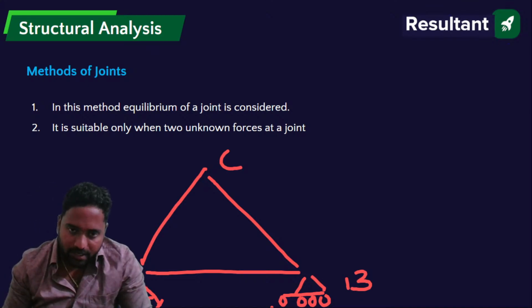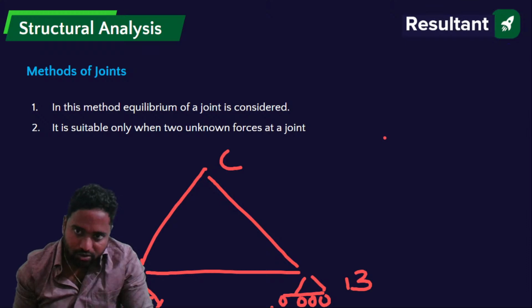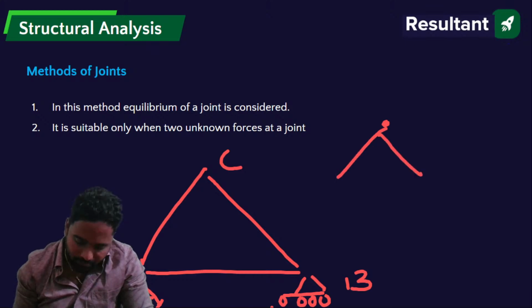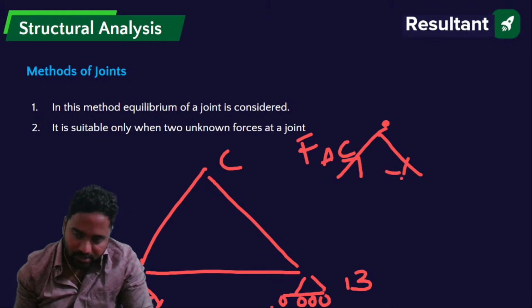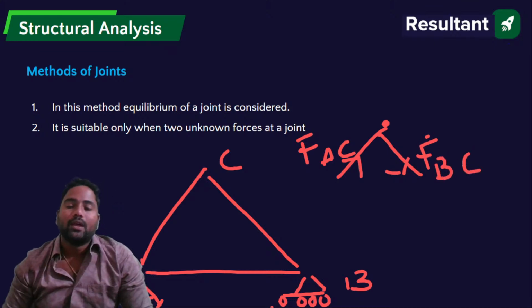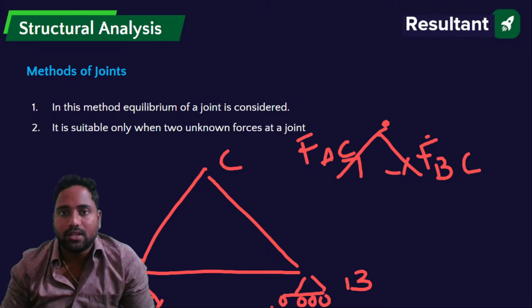So like if I take joint C, fine. So equilibrium at joint C. That means if I take joint C, how many members? Two members are meeting. So force in this member would be F AC and force in this member would, let us say, be F BC. Okay. So our idea is to find out forces in these two members.